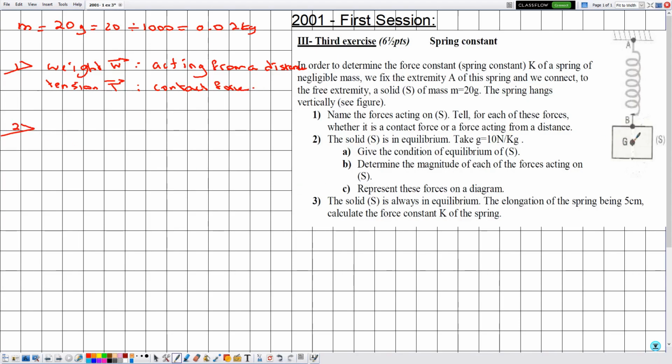Now in number 2, they are telling me the solid S is in equilibrium. Then now we can use the condition of equilibrium. Take g equal to 10 newtons per kilogram. Now part A, give the condition of equilibrium of S. Then how do you apply this condition? We always start by writing at equilibrium.